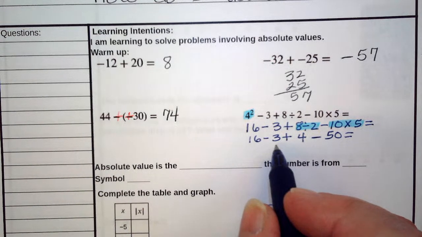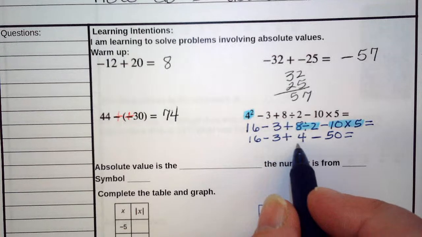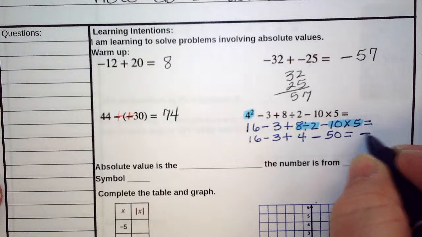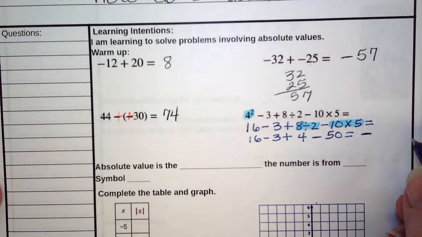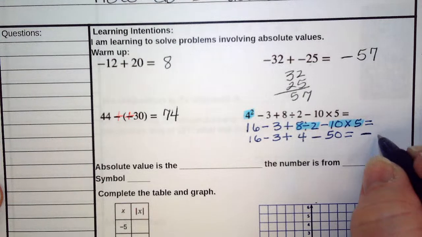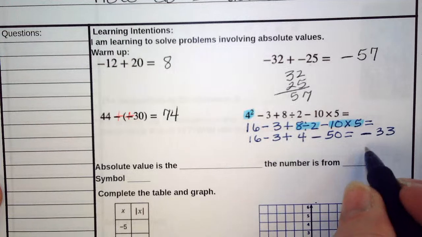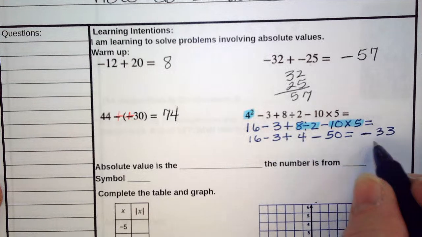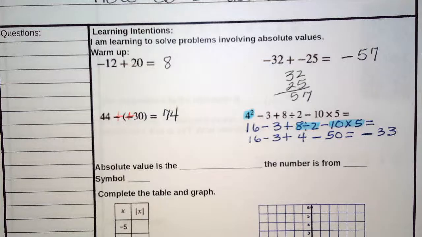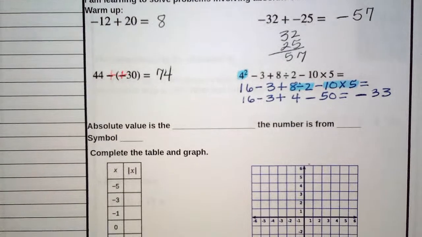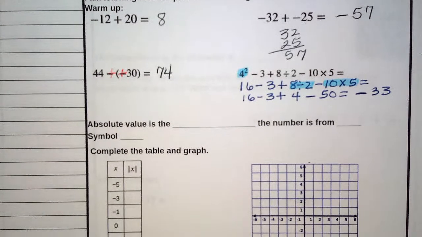16 minus 3 is 13. 13 plus 4 is 17. 17 minus 50. Okay, it's going to be negative because 50 is bigger. 50 minus 17 is 33. And because the 50 is going to be bigger, it's a negative 33. So hopefully you were able to do all 4 of those on your own without having any problems.